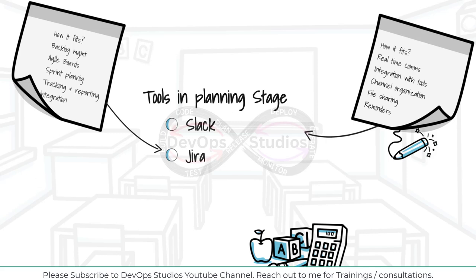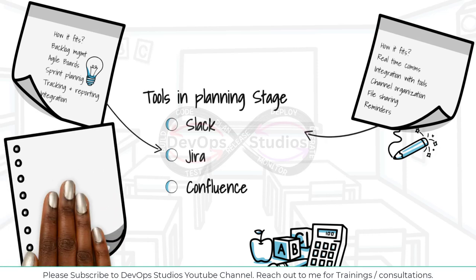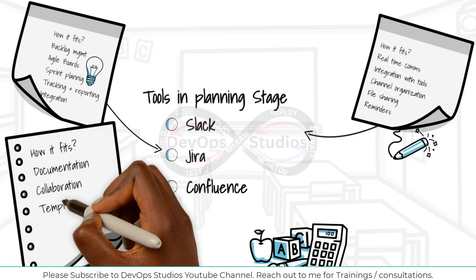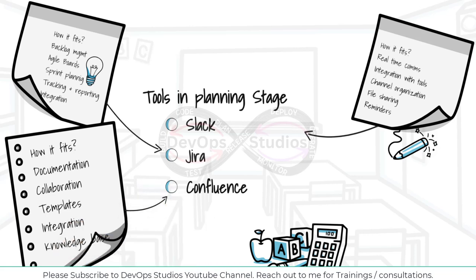So Confluence is a knowledge management and documentation tool that helps teams to create, share, and organize content. So that's a quick brief about the tool Confluence. So how does Confluence fit in the planning stage? Like I told you, it's a knowledge management tool. So the main part is the documentation.